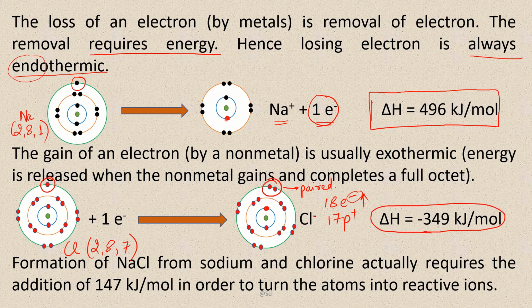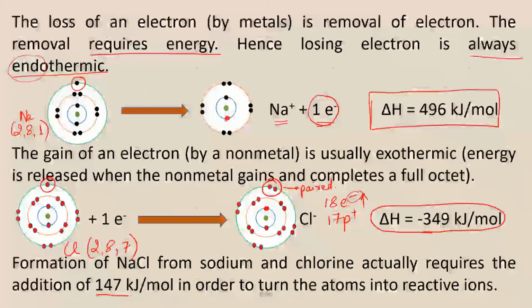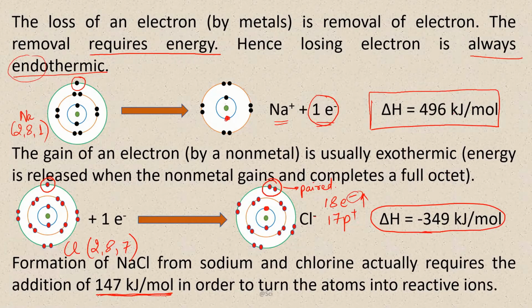Formation of NaCl from sodium and chlorine actually requires the addition of 147 kilojoules per mole in order to turn the atoms into reactive ions. Now, if you take the difference of both of them, you get this value. This is actually the energy required for formation of NaCl. This energy was required for formation of the sodium ion, this energy was required for formation of the chloride ion, but an additional energy of 147 kilojoules per mole was required for the formation of a compound, that is NaCl.